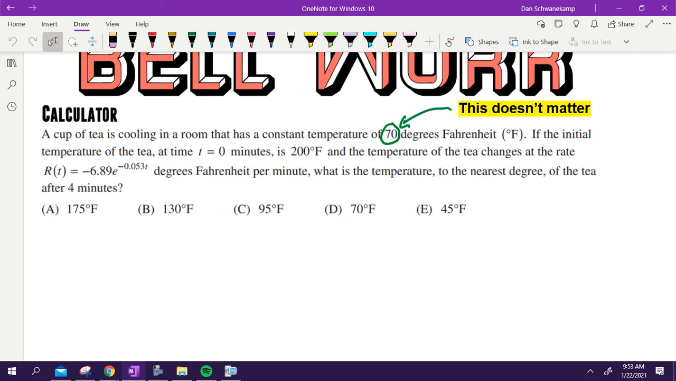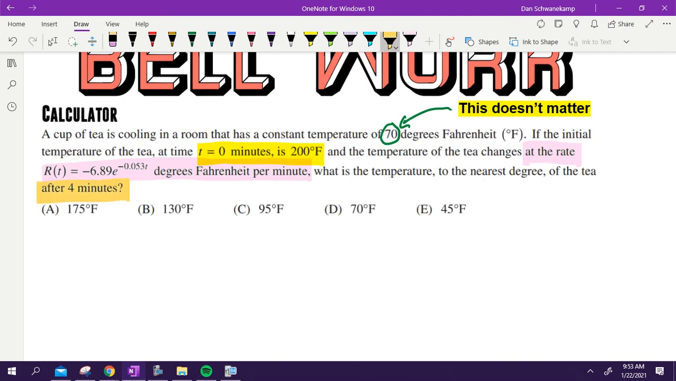A cup of tea is cooling in a room that has a constant temperature of 70 degrees Fahrenheit. This is one time that they gave you extra information you don't need. We don't need that 70. Very rarely do they do that on the AP exam. Here they did. If the initial temperature of the tea at 0 minutes is 200 degrees, and the temperature of the tea changes at the rate of R of t degrees Fahrenheit per minute, what is the temperature to the nearest degree of the tea after 4 minutes?